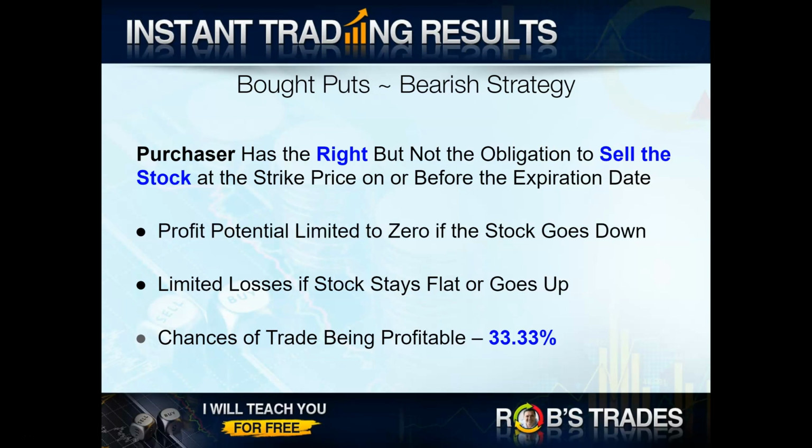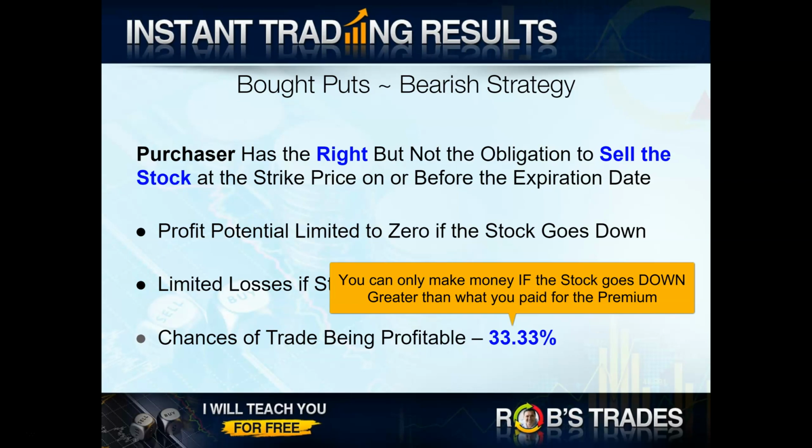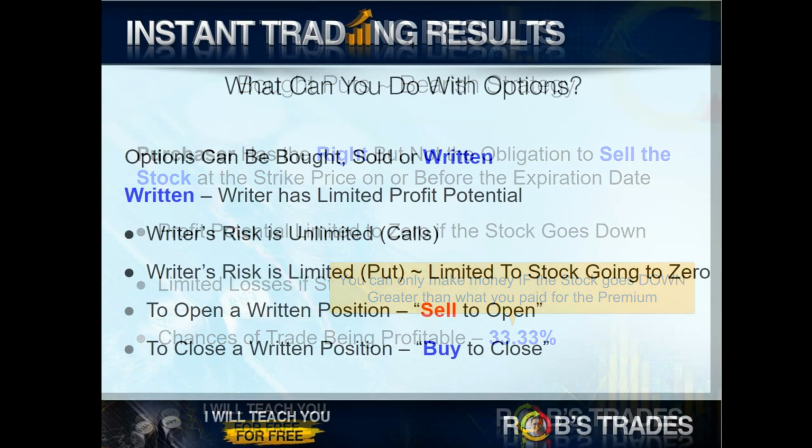And here, when you're buying options, your maximum risk, the maximum that you could lose, is whatever you pay for that premium. Now, bought puts, that's the bearish strategy. The purchaser has the right, but not the obligation, to sell the stock at the strike price on or before the expiration date. So the profit potential is not really unlimited now. It's limited to zero if the stock goes down. So the more the stock goes down, the more you're going to make on this strategy. And it has limited losses if the stock stays flat or goes up. The maximum you can lose with buying an option is the premium you pay. Now, the chances of this trade being profitable is, again, 33.33%.